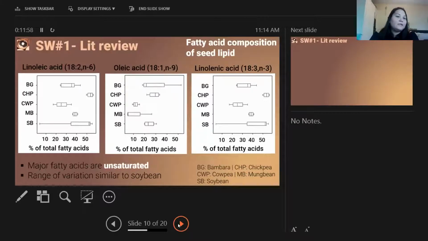And we can see that even for oleic acid, the literature says that it actually has a higher concentration than soybean, and this will be the soybean that has not been genetically modified for oleic acid. So inherently it has quite a high amount of oleic and linoleic acid, which is great for polyunsaturated fatty acid intake.